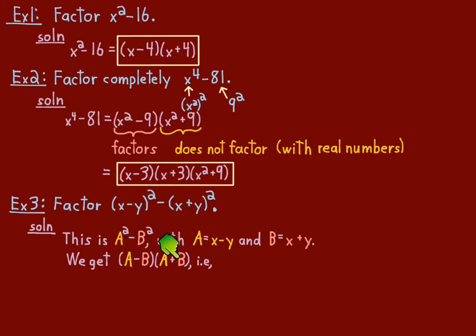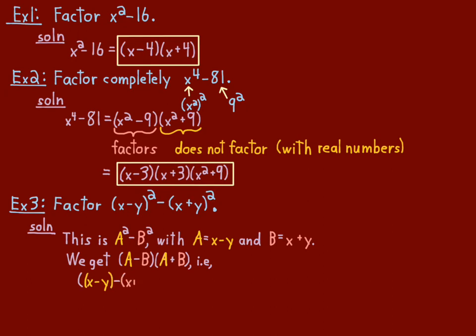So I'm writing out the formula. So this factors this way. And now all I need to do is write in what A is, which is x minus y, and what B is in each of these places. And B is x plus y. No, I'm sorry, wrong problem. B is x plus y.